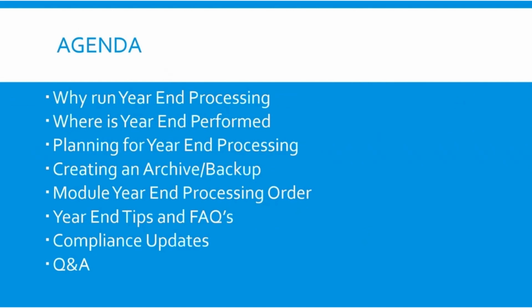The module year-end processing order, that's a common question. What order do we do that in the system? Some year-end tips and FAQs, things we've had repeated questions on. And then some small compliance updating, especially around payroll and what we need to do to make sure it's there, and then open Q&A.